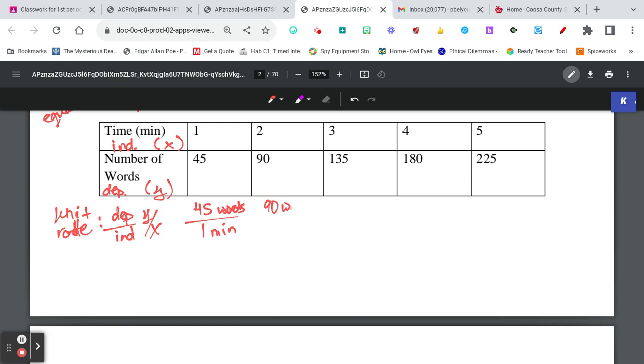So this person can type 90 words in 2 minutes. Divide that and see if you still get 45. 90 divided by 2 is 45. So right now, this person's speed is remaining the same. So we say it's remaining constant.